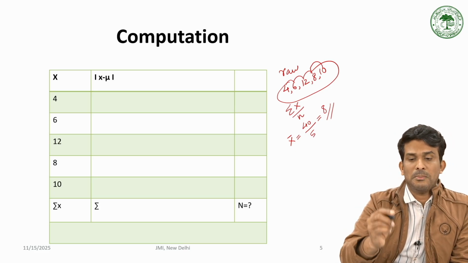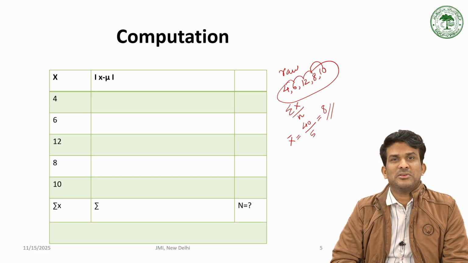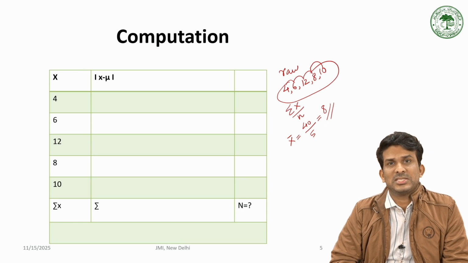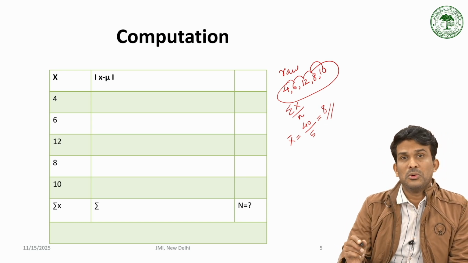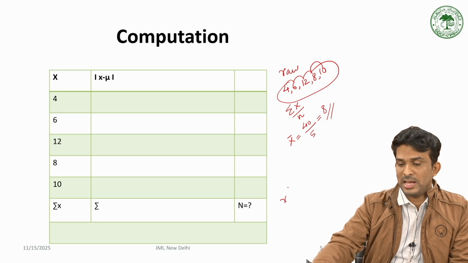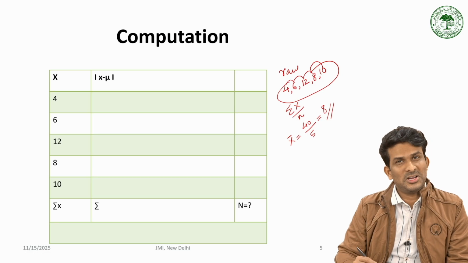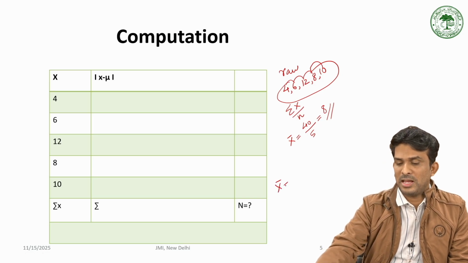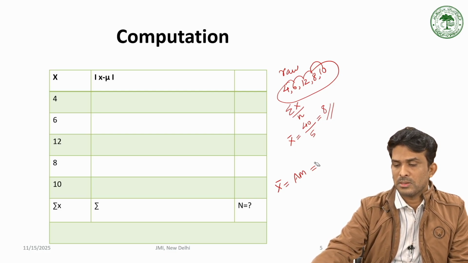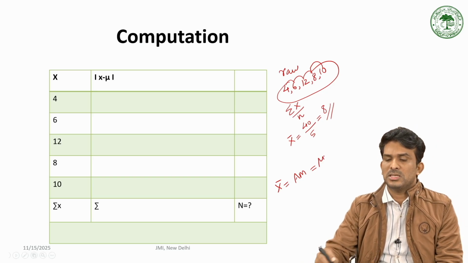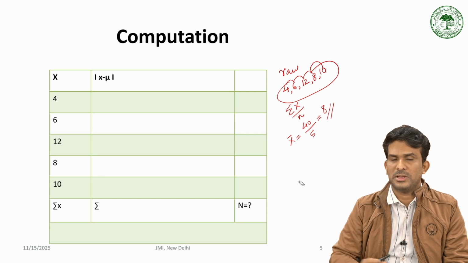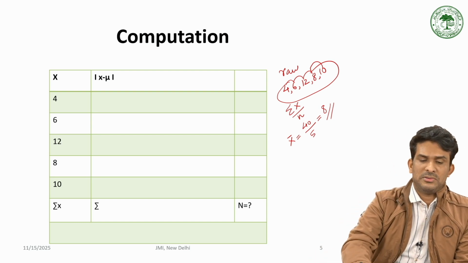Now the second part is to find the difference between x and x bar. I have already told you x bar can be represented as arithmetic mean, AM. Sometimes we mention it as mu as well. This way also we write mu. It symbolizes the arithmetic mean, right? So let me find out.